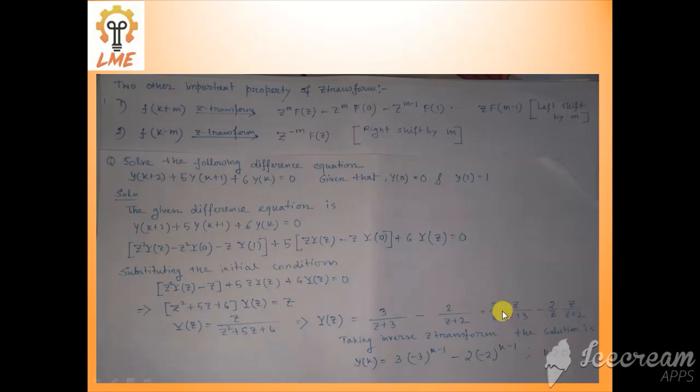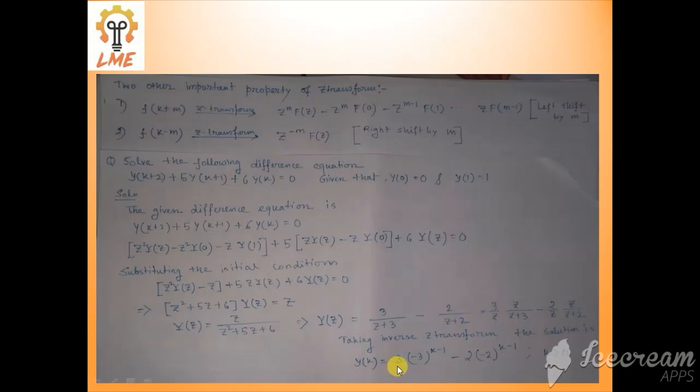Z to the power minus 1 into z by z plus 3. So what is the inverse Z transform of z by z plus 3? Surely minus 3 to the power k, and as z inverse is extra, I can write minus 3 to the power k minus 1. Similarly, what is the inverse Z transform of z by z plus 2? Surely it is minus 2 to the power k. Now as there is an extra z inverse multiplied with z by z plus 2, the inverse Z transform would be minus 2 to the power k minus 1. So the inverse Z transform of z inverse into z by z plus 2 is minus 2 to the power k minus 1, and this 2 is written here, this 3 is written here.